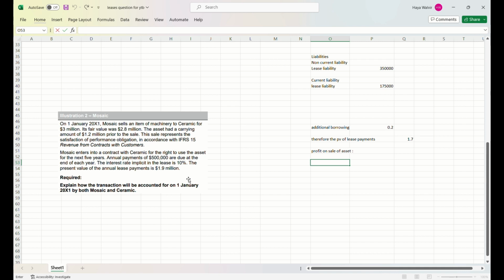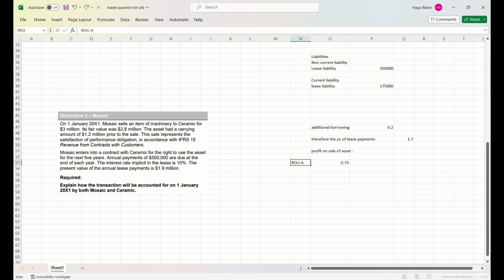So please note the formula down. It's present value divided by fair value into carrying value, right? So it's going to be 1.7, the present value of the total lease payments, divided by fair value 2.8, into the carrying value of 1.2, right? We won't include this 3 million anyway. This 3 million is just the cash that we are receiving out of the sale, right? So I get it as 0.7. Let's just round it off to 0.73, right? This is the profit on sale of asset.